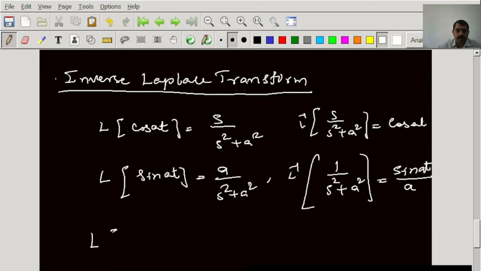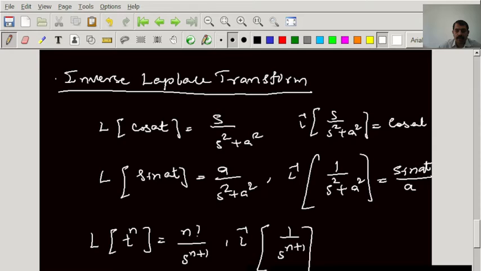Similarly, Laplace of t power n, we know that it is n factorial divided by s power n plus 1. So while doing the problem, we may have only 1 divided by s power n plus 1, so we should write it in this form, so that while writing the inverse, we can write it as t power n divided by n factorial. Sometimes we do not have n factorial, so we may have a problem. If we write it in the form of 1 by s power n plus 1, we can write t power n by n factorial as the inverse Laplace transform.